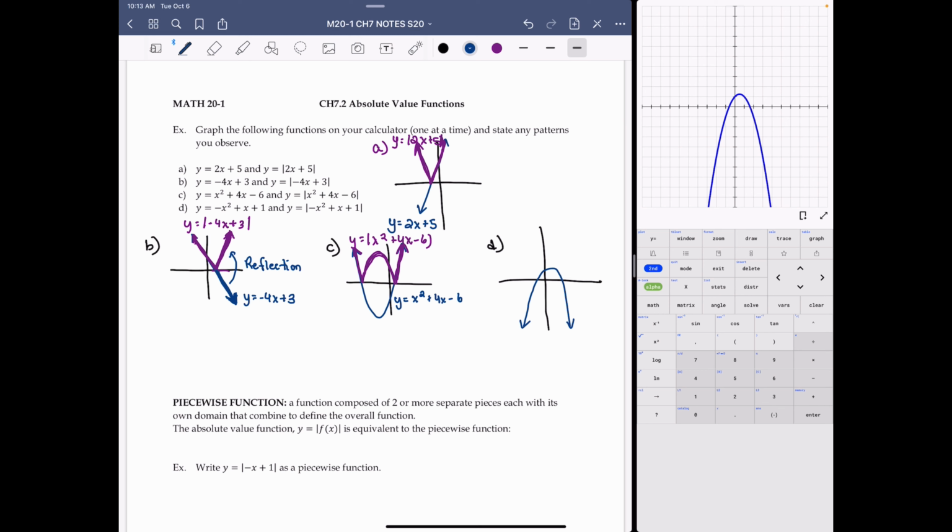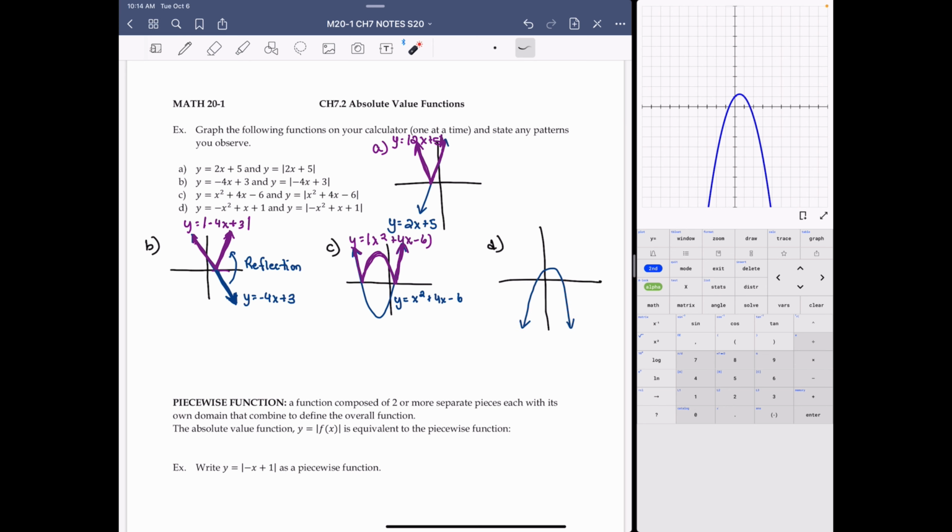So using our knowledge so far, what do we think this is going to look like? Well, any piece that is below our x-axis has negative y values, so it is going to be reflected up across the x-axis, so it's going to have positive y values. So this part will be reflected up here so that the y values are positive. So these two arms get reflected up.